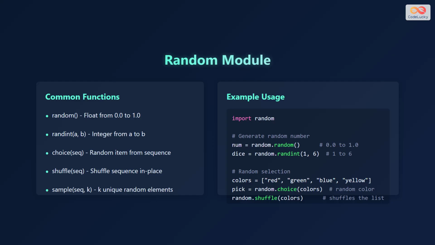To use these functions, first import the random module. To generate a random number, you can use random.random for a float between 0.0 and 1.0, or random.randint for an integer within a specified range. For random selection, you can use random.choice to pick a random item from a list, and random.shuffle to shuffle the list itself.